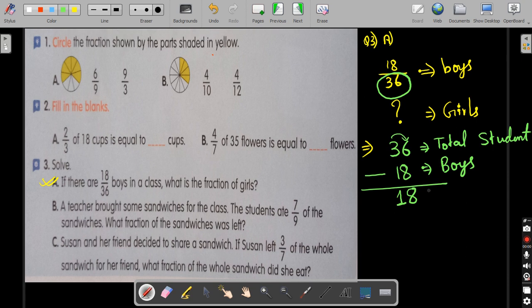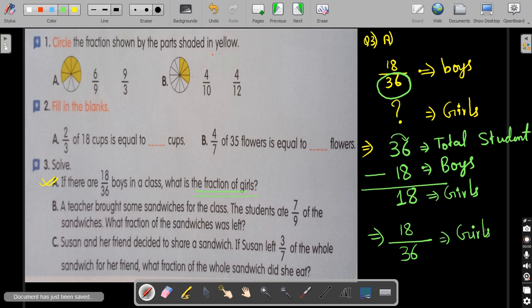So what is the number of boys? The number of boys is 18, and the number of girls is also 18. So what is the answer that you got here, dear student? 18 is the number of girls, but I told you they are telling us to mention it in fractions. So 18 divided by the total, how many students are there? 36. So 18 by 36 is the fraction for girls. Understanding, dear student? Girls strength is 18, and if I need to mention it as a fraction, then my answer will be 18 by 36. Hope you got the logic of how I am solving it.